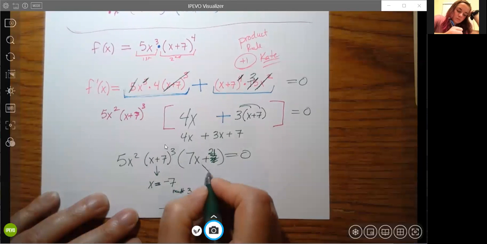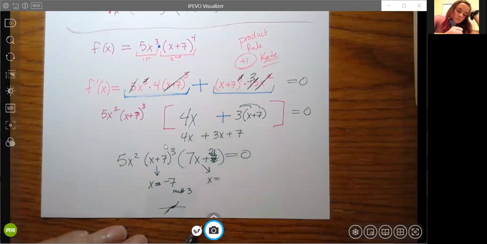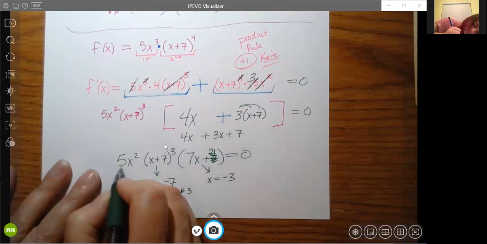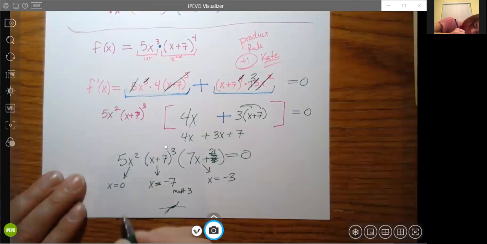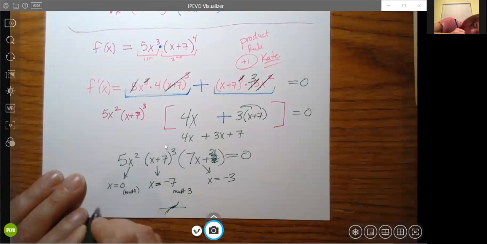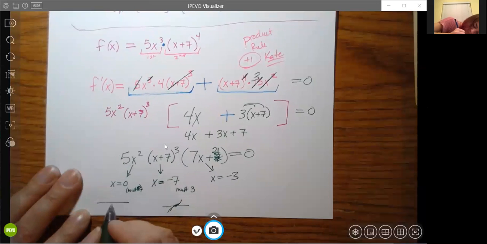What about this one? -3. And then one here too, 0. And that 0 has a double multiplicity. So if we were graphing it, multiplicity 2, when the graph hits 0, that's a bounce off point.